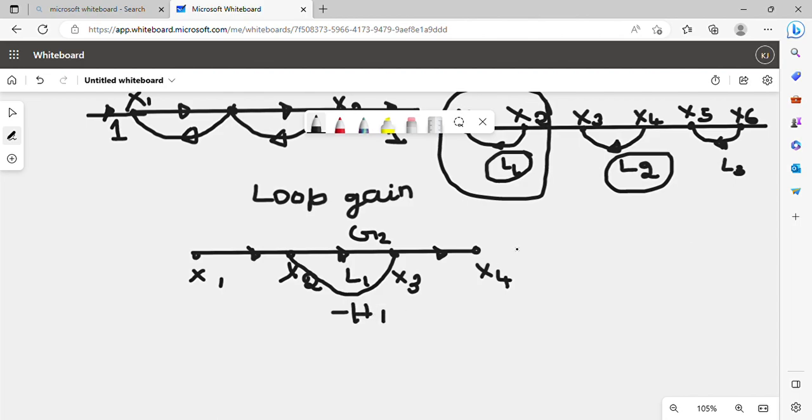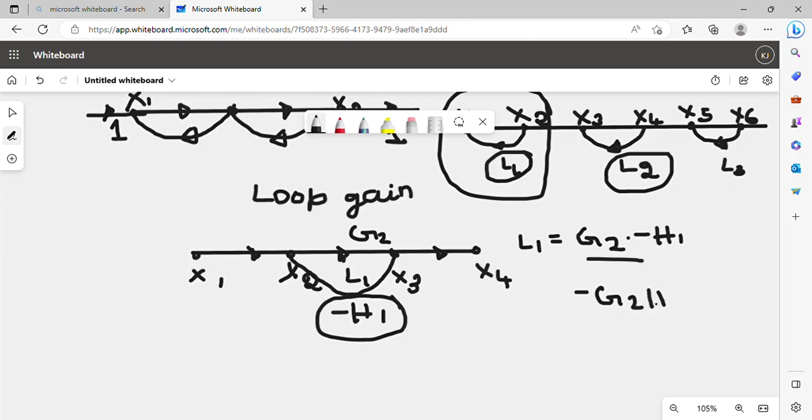What is L1? My H is the feedback loop, my G is the forward path, right? Yes, so that is my G2, the forward path, into minus H1, that is feedback. This is my L1, which I can write as minus G2 H1, right? So these are all the terminologies.